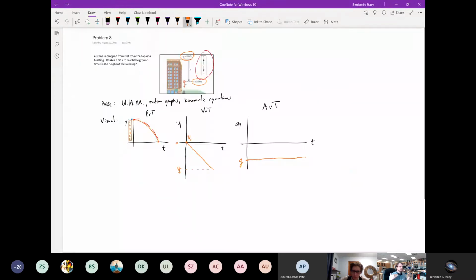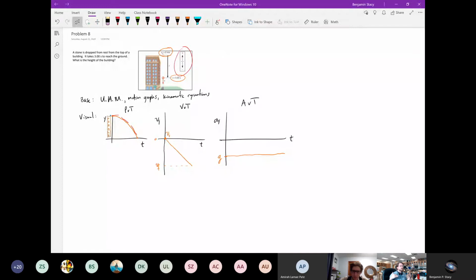Okay, so these actually look exactly like our car speeding up, except things are reflected over the x-axis, right? It's still the same shape. I got a curvy position time, I got a linear velocity time, I got a flat acceleration time.